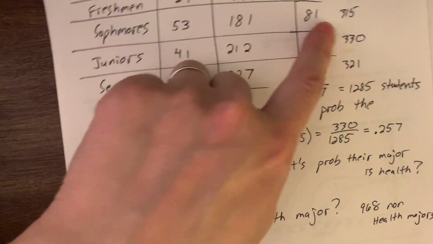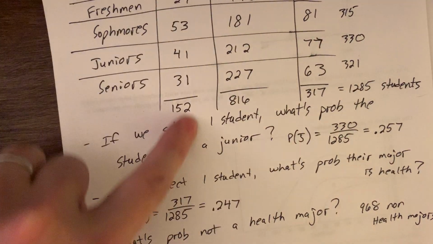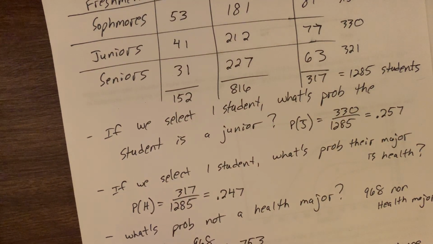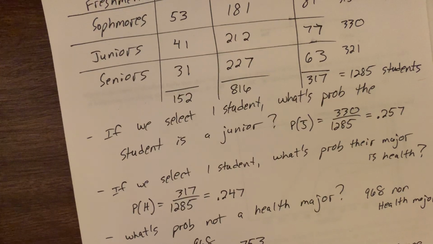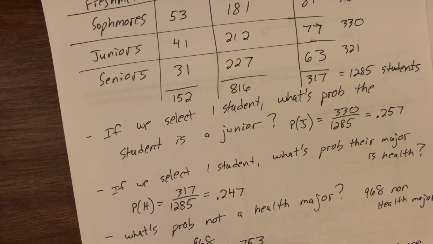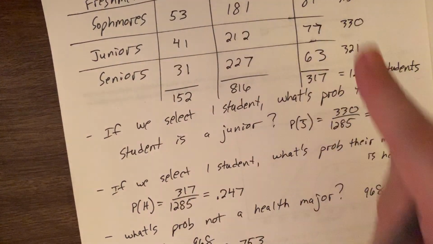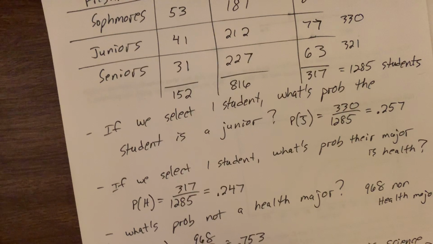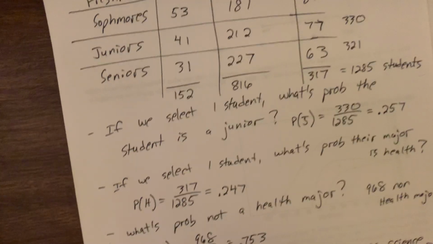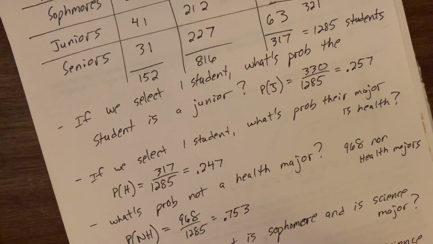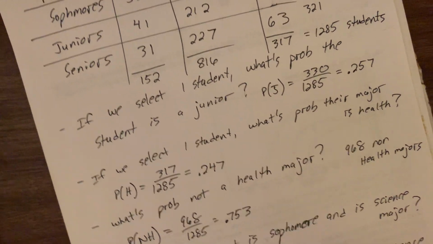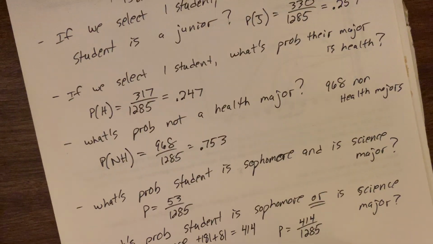And then we could just get the other sophomores that we didn't already count. So I'm getting an extra plus 181 plus 81. These are the extra sophomores that were not science majors to give us a total of 414 students that are either science majors or sophomores. So the probability would be 414 over 1,285.